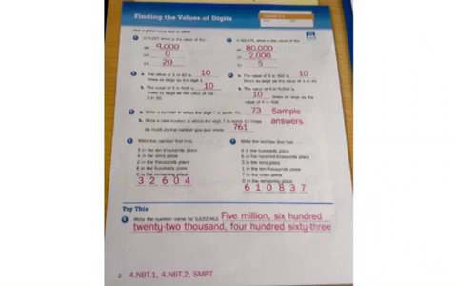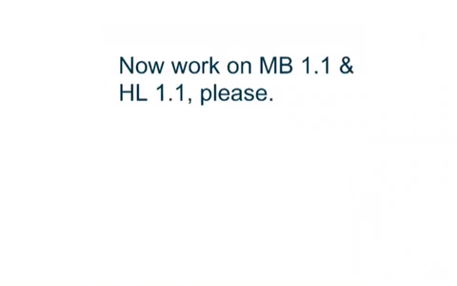When you do complete checking that over, if I've not called you to group yet, you're going to work on MathBox 1.1 and HomeLink 1.1. Those are in 2 separate books for you. Make sure you have your HomeLink pulled out to take home tonight. You don't want to take that whole HomeLink book home. Just take home 1.1. Okay, see you in group.